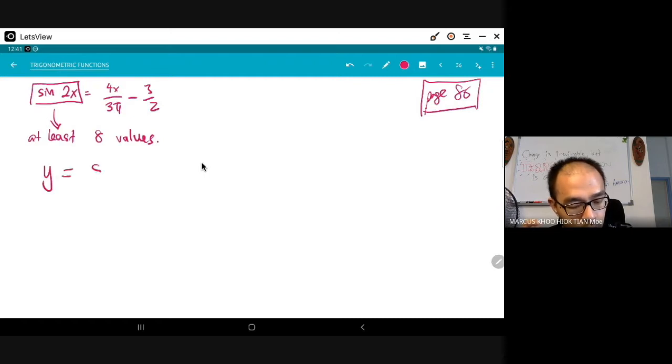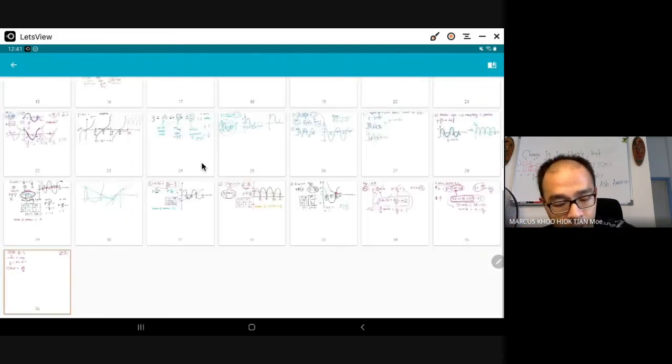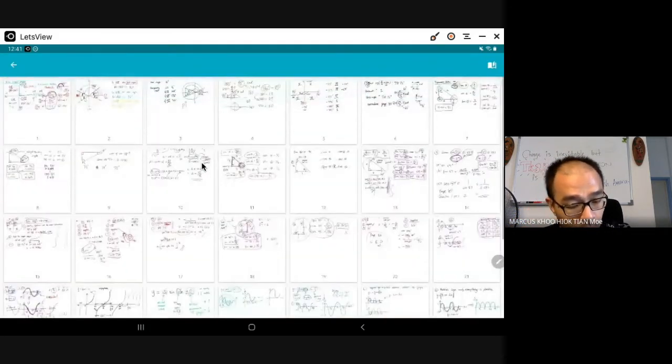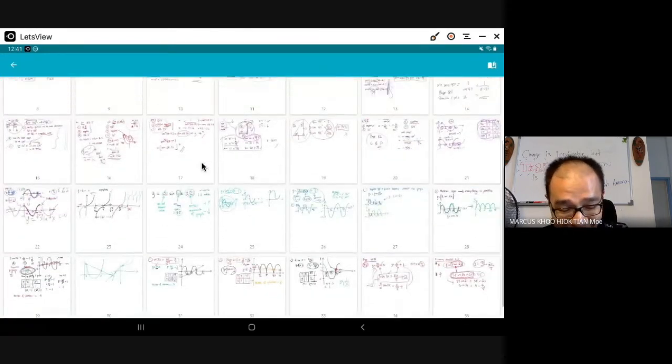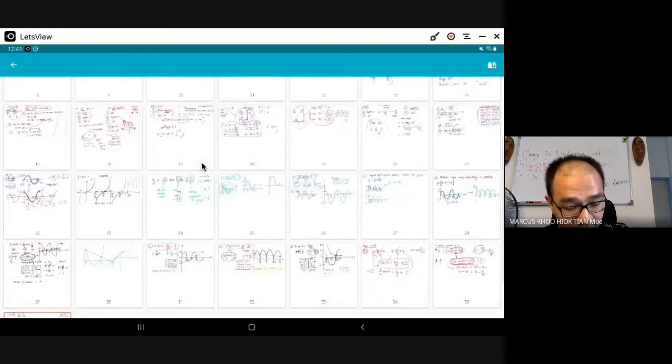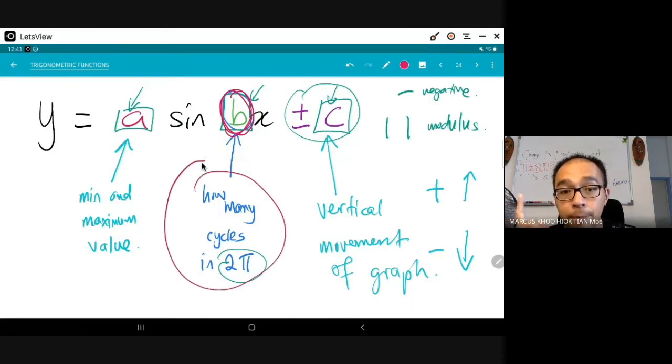y equals sine 2x. The first thing we need to do is to find the period. The period equals 2π over b. What is b? Let's go back to this. Remember that in all graphs, this is the letter b. How many cycles in 2π?